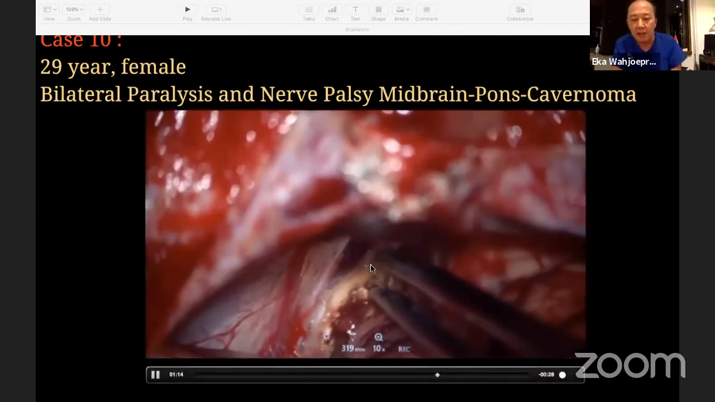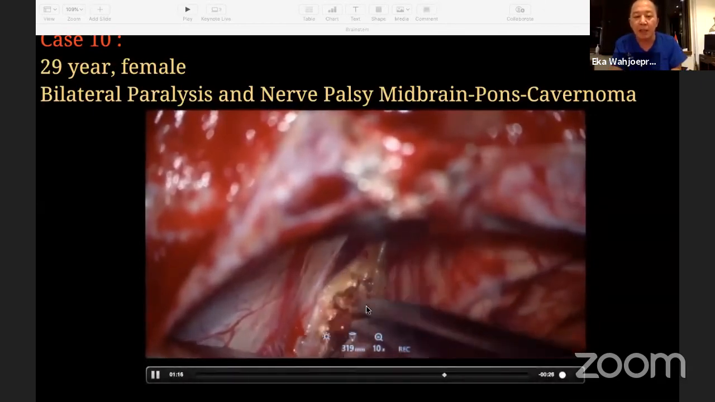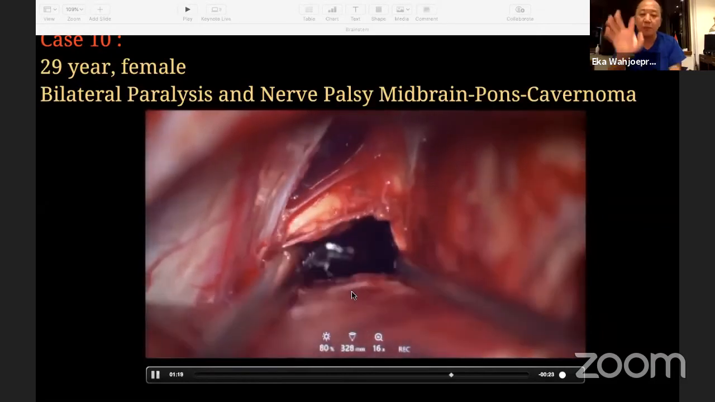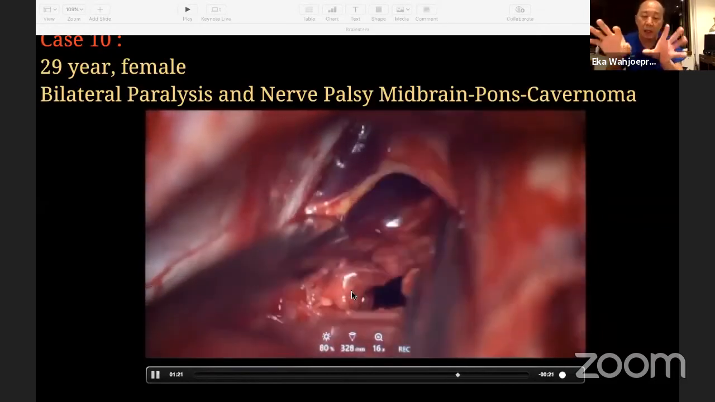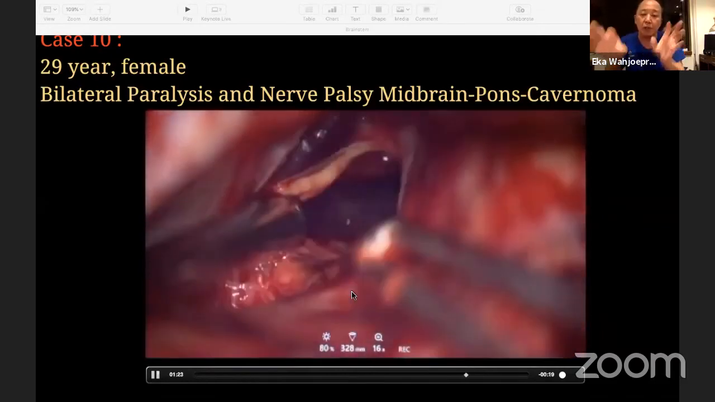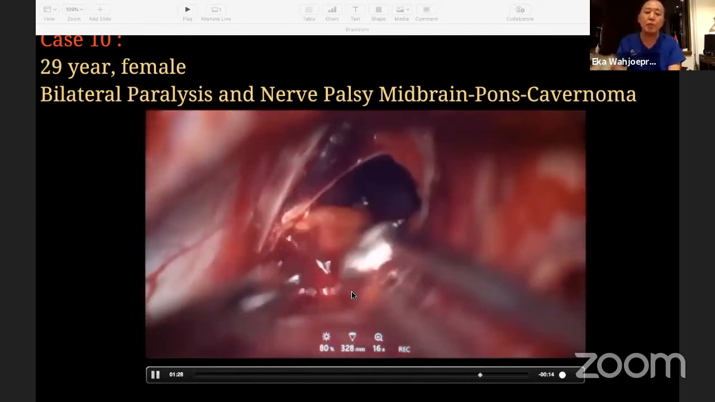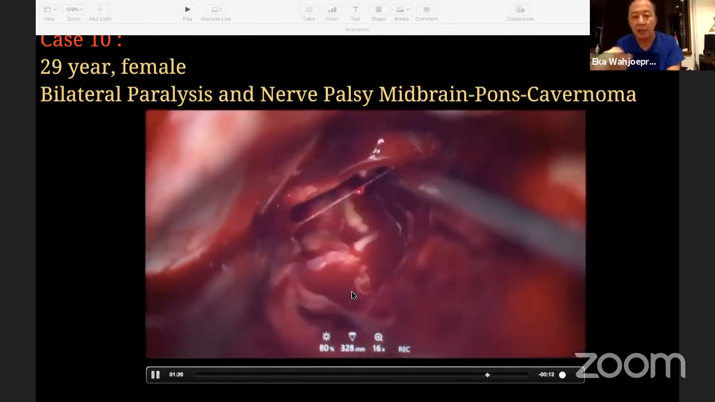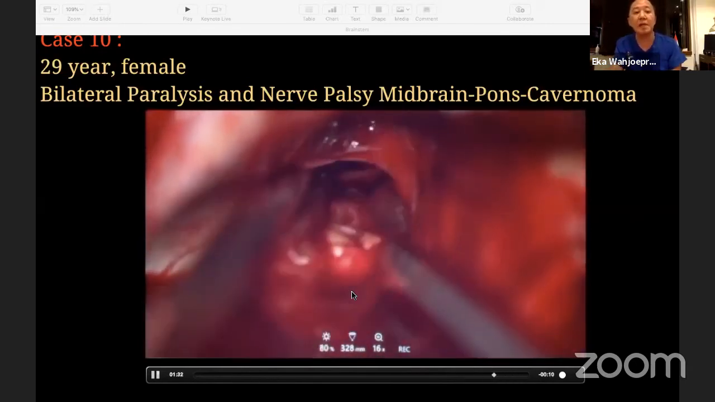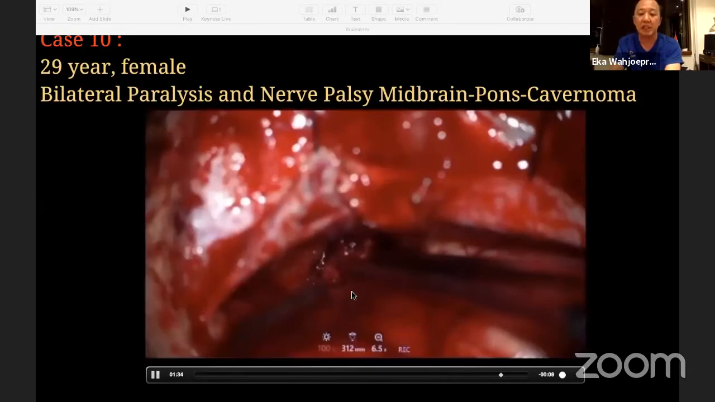You can see that you can find the cavernoma, and of course there will be quite a lot of manipulation because the volume is so big. But again, with this position, we can go in, and it is quite nice. So again, we can do total removal with this position, the sitting position.